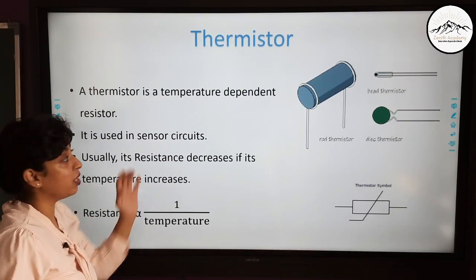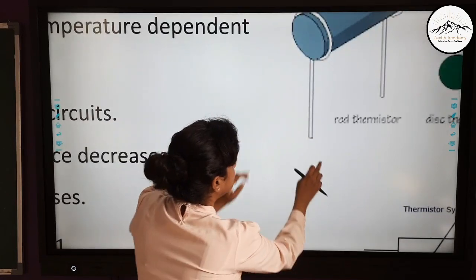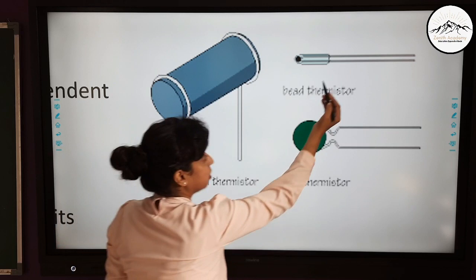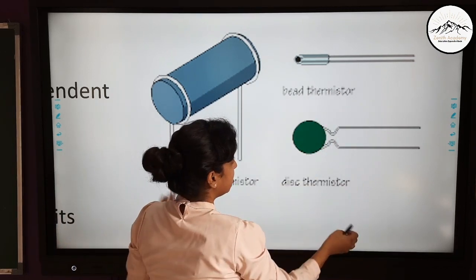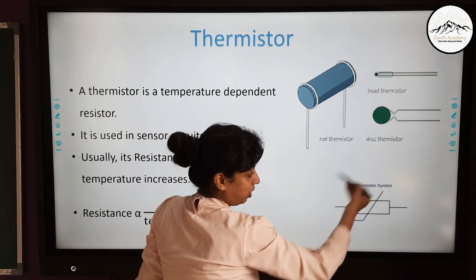Now moving on to our next component, that is the thermistor. So a thermistor looks something like this. You can see there are different types of thermistor. This is a rod thermistor, this is a bead thermistor, and this is a disc thermistor. And its symbol in the circuit is something like this.